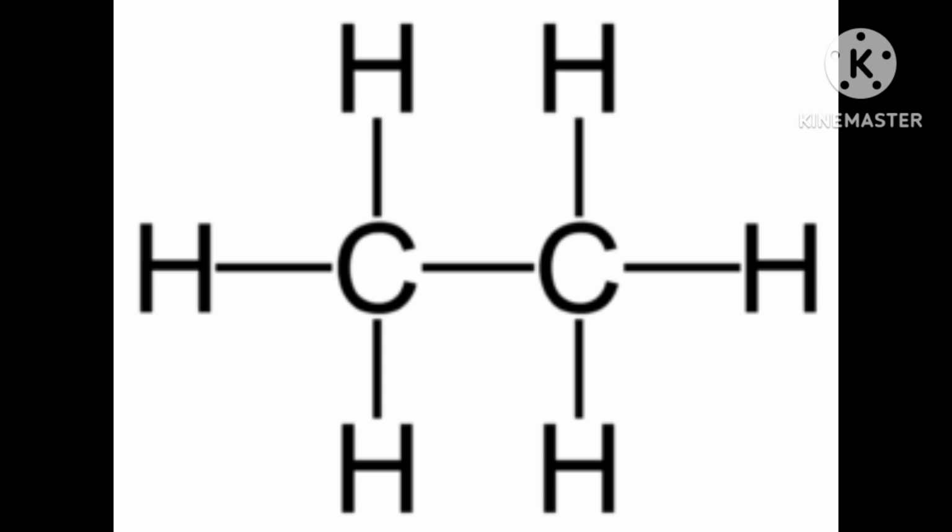A single dash represents a single bond. A double dash is used for a double bond, and a triple dash represents a triple bond. Lone pairs of electrons on heteroatoms like oxygen, nitrogen, sulfur, halogens, etc. may or may not be shown.